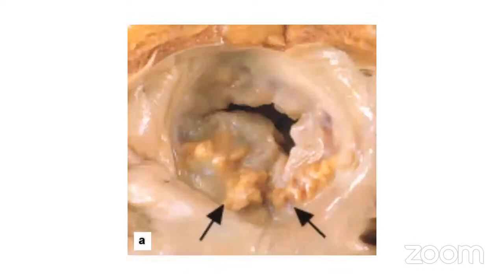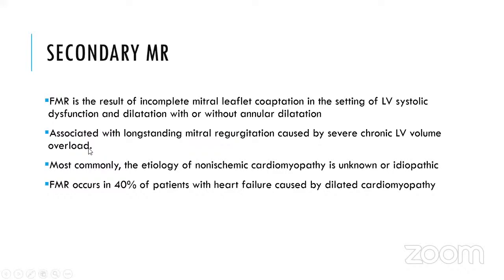This is a picture of mitral annular calcification. Here you can see the calcification on the posterior mitral annulus. Moving on to secondary mitral regurg, functional or secondary mitral regurg is the result of incomplete mitral leaflet coaptation in the setting of LV systolic dysfunction and dilatation with or without annular dilatation.